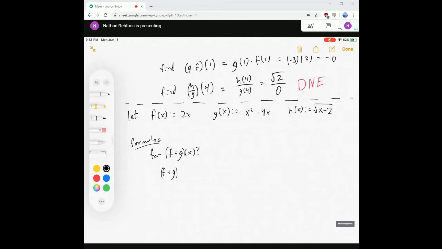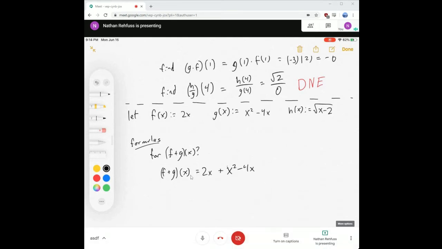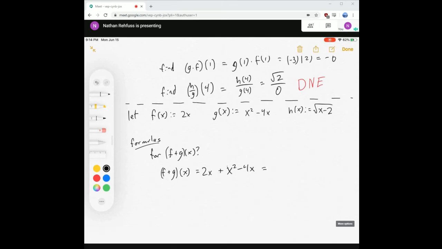If I plug x in, think of it this way, I get that formula, right? So I'll plug x into f. That's 2x. Plug x into g. That's x squared minus 4x. So long and short of it is, to get the formula for the sum, I just take the formula for each part and add them together. That's all there is to it. So combine like terms, 2x minus 4x is negative 2x. And that's the formula for f plus g. That's all there is to it.